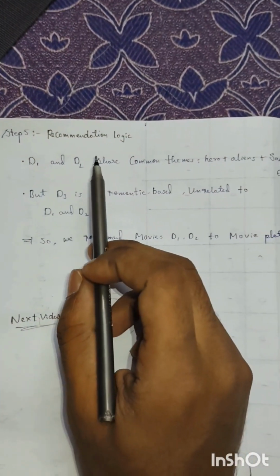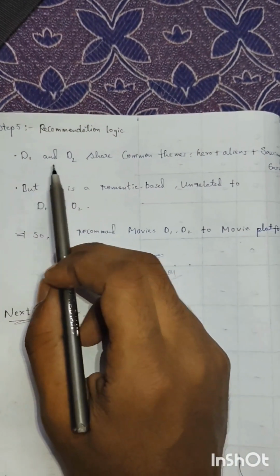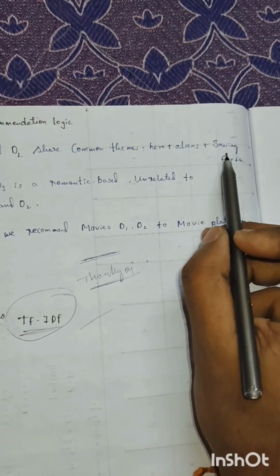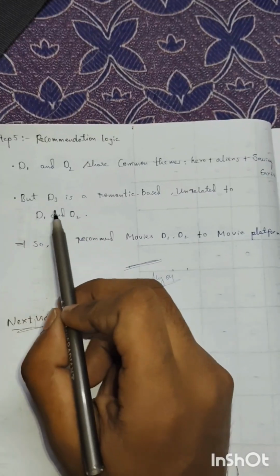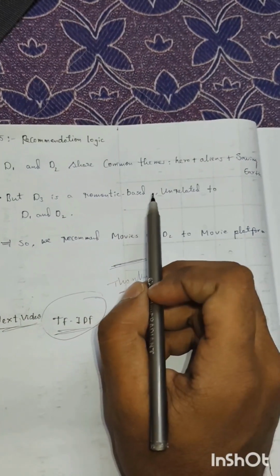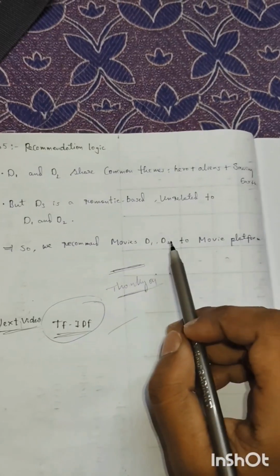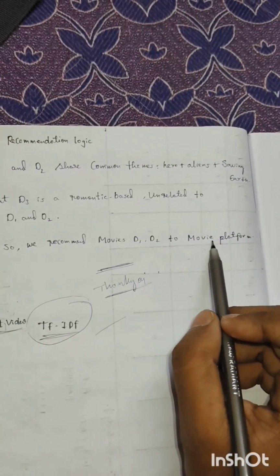Step 5, recommendation logic. D1 and D2 share common themes like hero, aliens, and saving the earth. But D3 is romantic-based and unrelated to D1 and D2. So we recommend movies D1 and D2 to the platform.